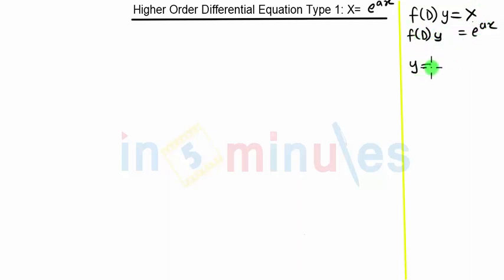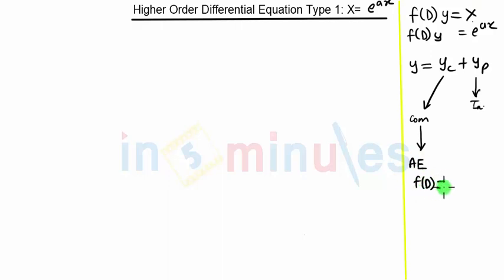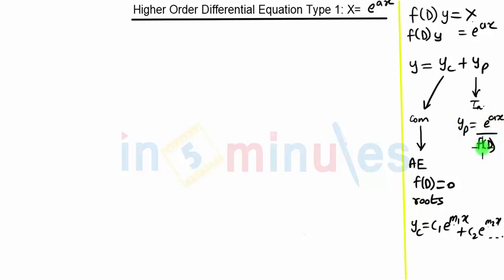The solution of this equation is given by yc plus yp, where yc is the complementary function and yp is the particular integral. For the complementary function, we find the auxiliary equation, which is nothing but f(D) equal to 0. Then we find the roots of this equation. Then we write yc as c1 e raised to m1x plus c2 e raised to m2x and so on, where m1 and m2 are roots of this f(D) equation. In the particular integral, our yp is nothing but e raised to ax upon f(D). In this, we will substitute D equal to a, provided f(a) is not equal to 0.